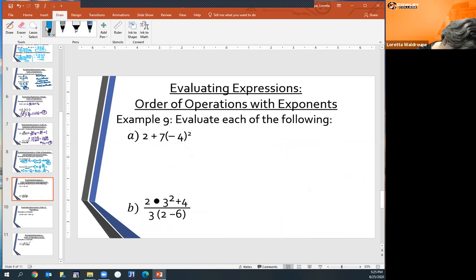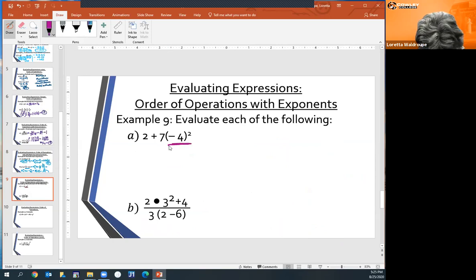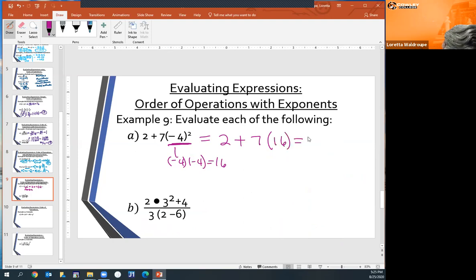Exponents this time. Okay? Exponent first, because it's inside the parenthesis, but there's nothing in the parenthesis I can simplify. So now I have 2 plus 7 times -4 squared, which means -4 times -4, or 16. 7 times 16 is 112, and 2 plus 112 is 114, if I didn't do math wrong in my head.